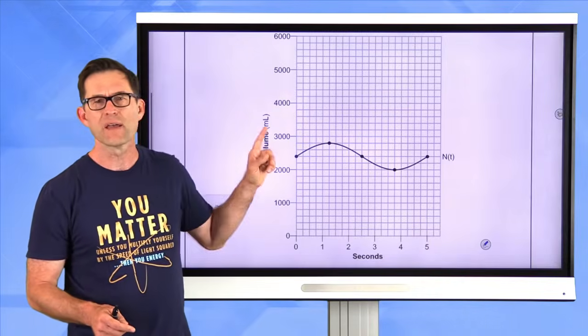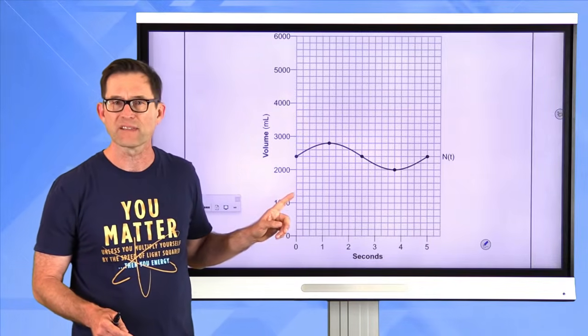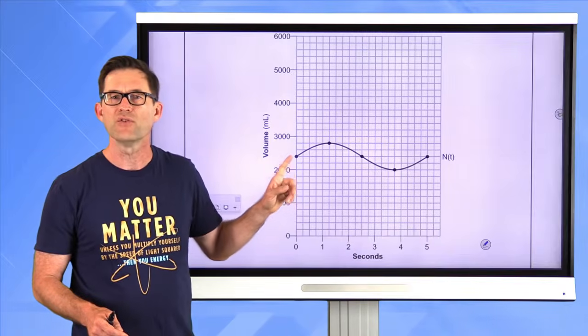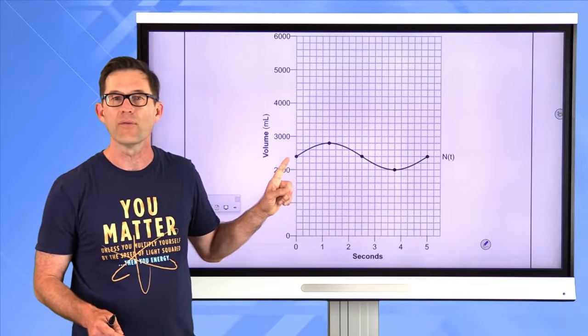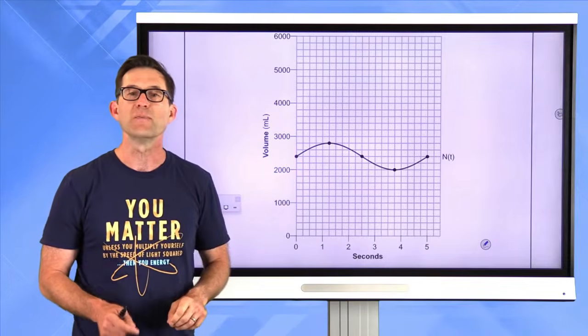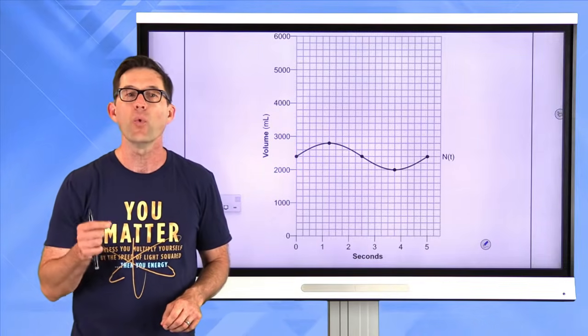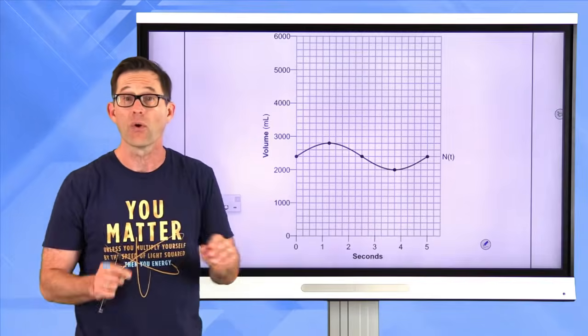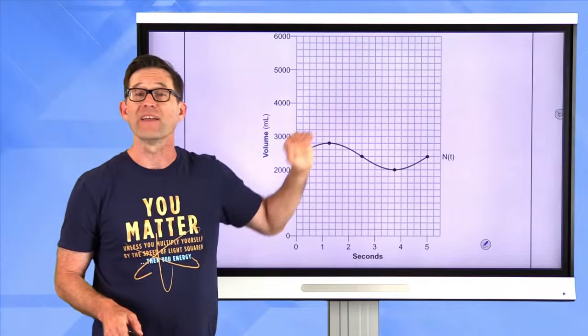The y scale is probably even more important than the x scale here, right? Just take a look between 2,000 and 3,000. We have 1, 2, 3, 4, 5 spaces, which means that each one is worth 200. All right, that's critical. The y scale is by 200s.